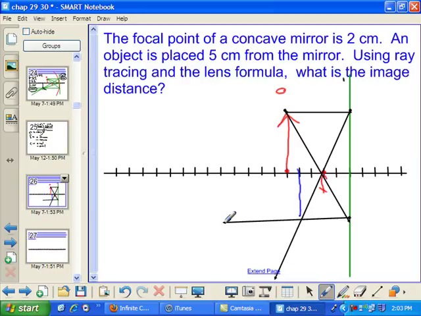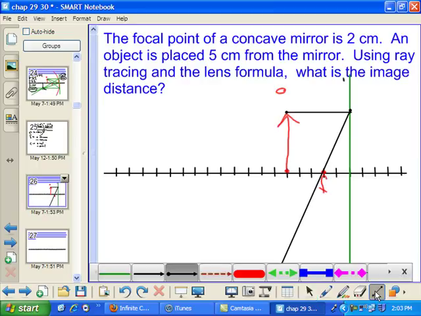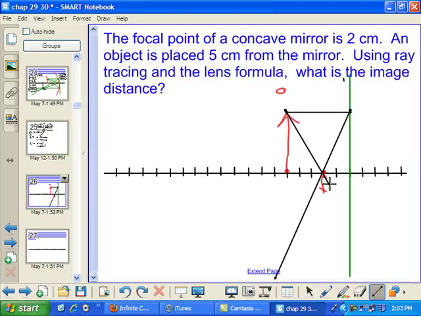My line's a little off. Sometimes it's hard to see where exactly you are. A little better. All right, so, about right there. Yeah, that looks better. So there's my image, and my image looks to be about 3.5 centimeters. Mine was 3.1.